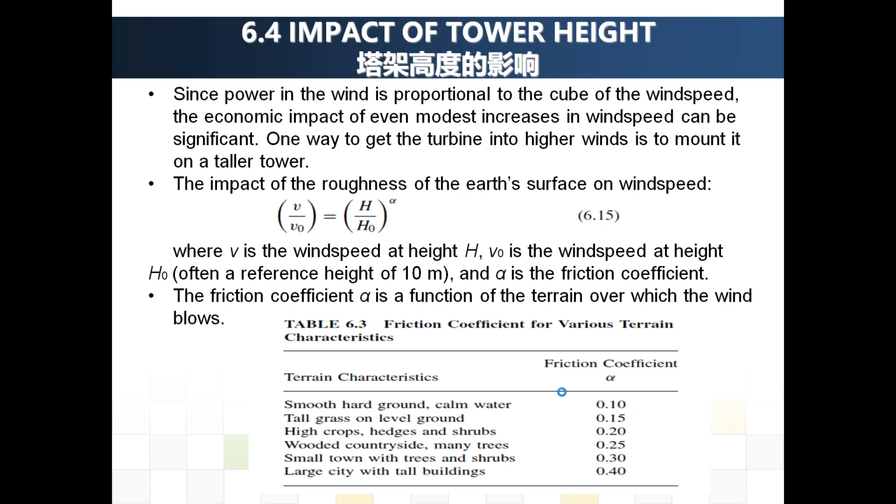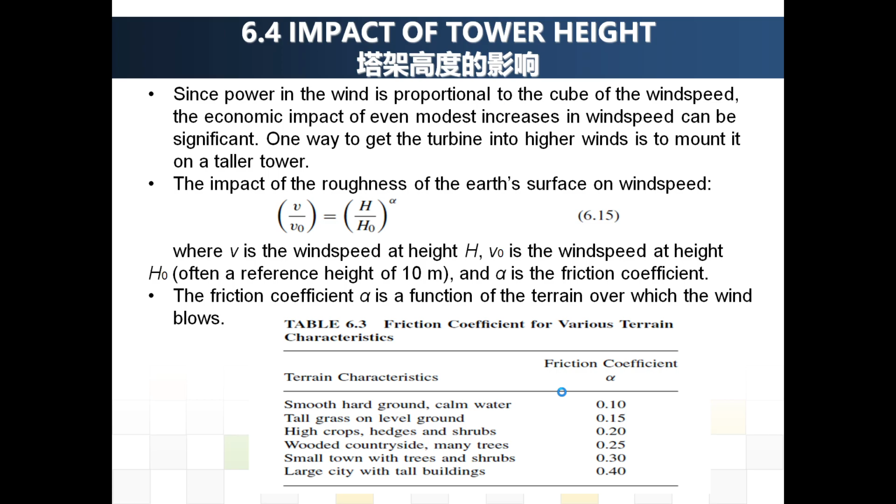Section 6.4 Impact of Power Height. Since power in the wind is proportional to the cube of the wind speed, the economic impact of even modest increases in wind speed can be significant. One way to get the turbine into higher speed winds is to mount it on a taller tower.